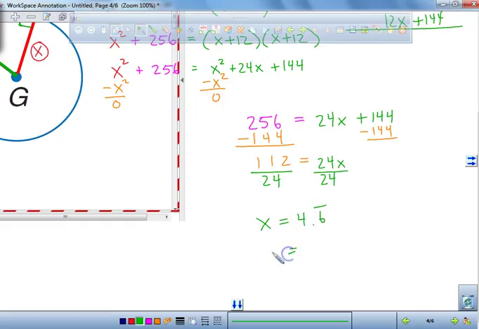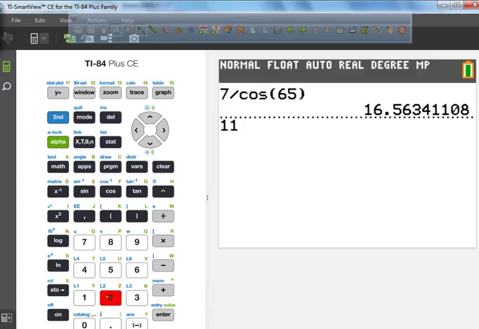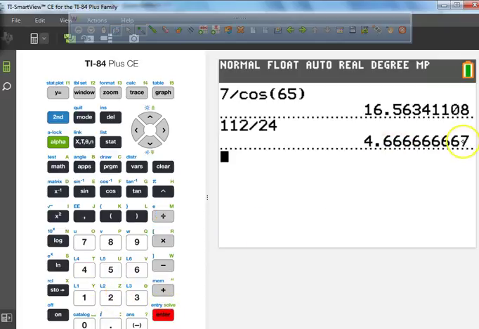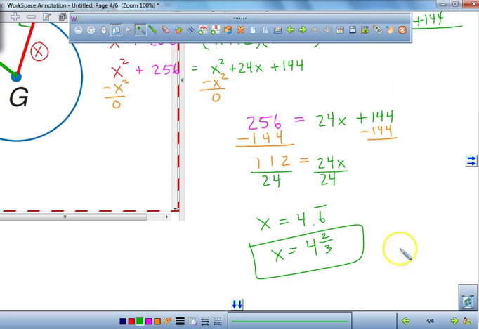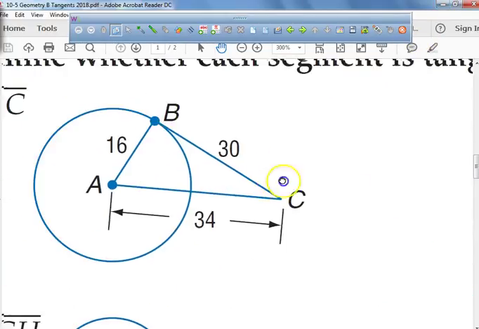What does that actually mean, everybody? That means it's 4, and what fraction always goes with 0.6 repeating? 2/3. And that's your final answer for x: 4 and 2/3. If you don't believe me, 112 divided by 24 is 4.6 repeating. Yes, the calculator will round to 7, but technically that's a 6 that goes on repeating. All right. Now, I'm just going to show you one problem and one problem only.